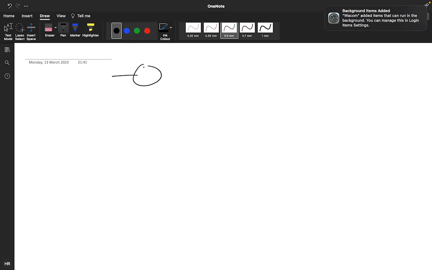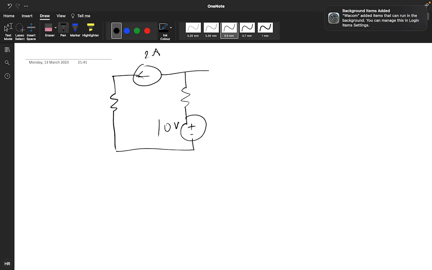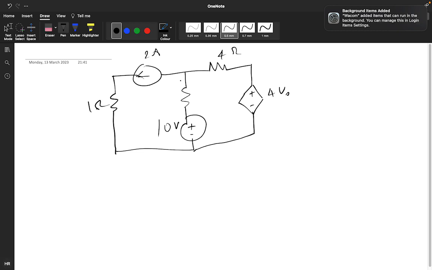So in question 15, we have a 2 ampere source, and this is positive-negative 10 volt, and this is 1 ohm. This particular one is 4 ohm, and this is positive-negative 4 V naught. In this question you need to find the total power delivered by the dependent source. So what is the dependent source? This particular one is the dependent source.